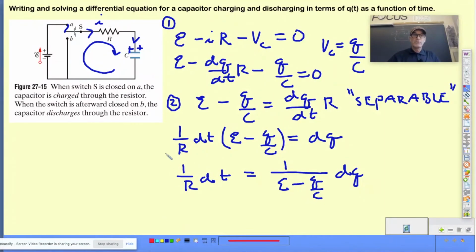Okay, so I'm going to throw an integral sign on there. We're going to integrate both sides. Now let's pick our limits of integration before we continue. The lower bound of the integral is at time equals 0. That's the moment we flip the switch to some time later. Not necessarily infinity, but sometime later.